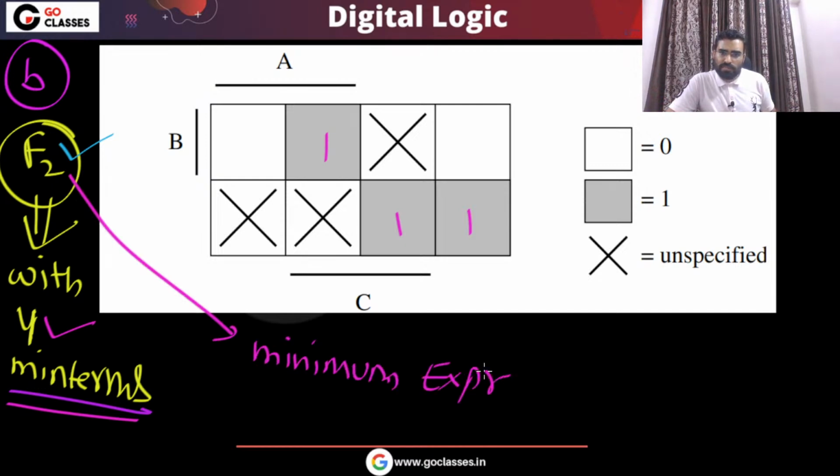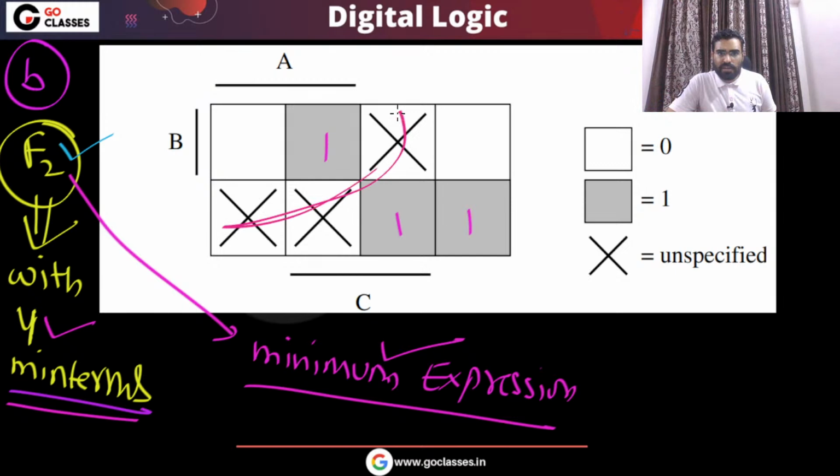So how will you do this? We want the minimum expression of a function with 4 minterms. Tell me, only one of them we can make one. There are a total of 3 don't cares, but only one of them we can make one, because the question is saying that you must have 4 minterms, not more than 4, not less than 4. So one of them we can make one.